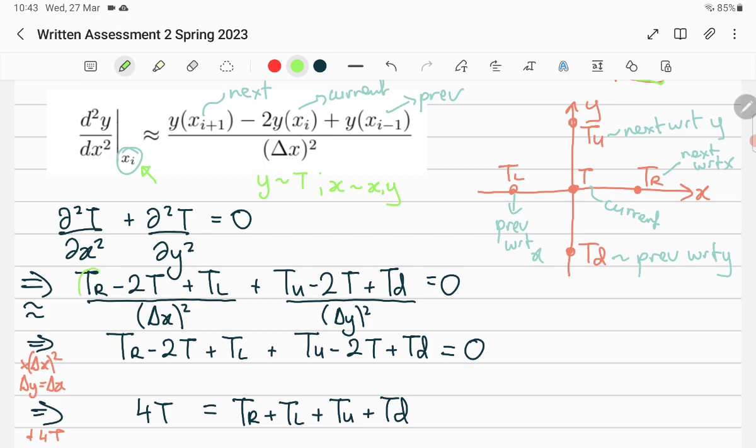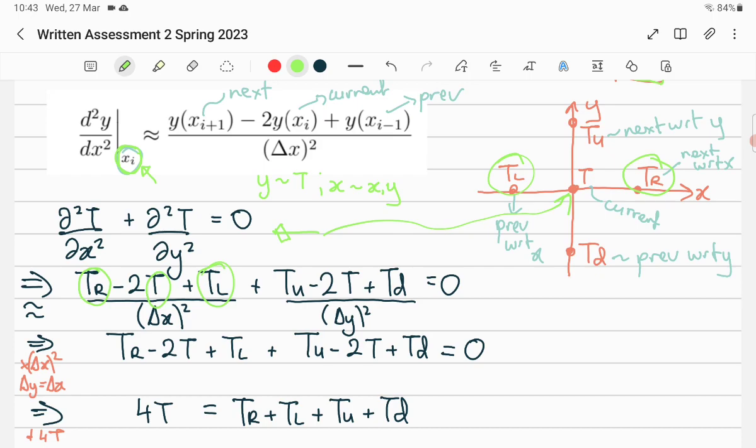And so if we want to approximate the partial derivatives using the formula above, look what we have here. This is the next temperature with respect to x, minus twice the current temperature. So we are approximating this partial differential equation at this point here. The current temperature is T, and the previous temperature with respect to x is TL. And then similarly, with respect to the y direction, and we divide by delta x squared, the next temperature is T up, the current is still T, and the previous temperature with respect to y is T down.